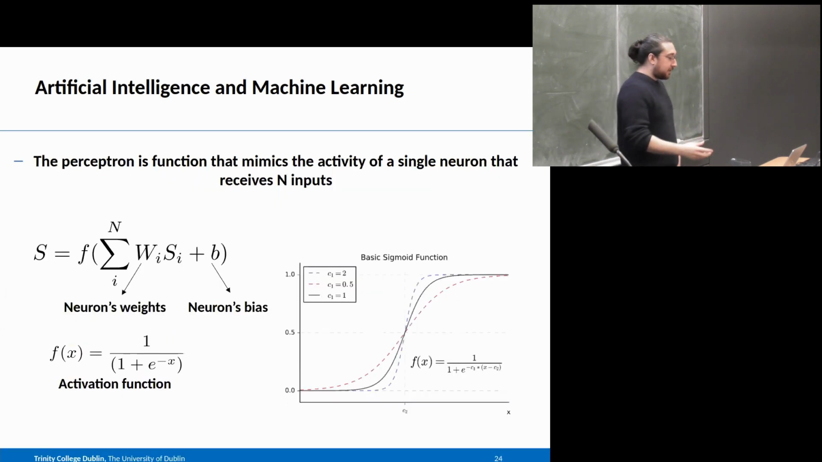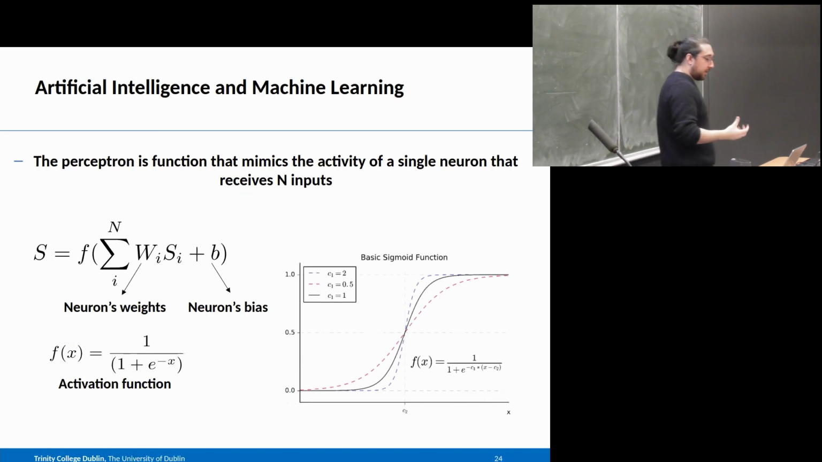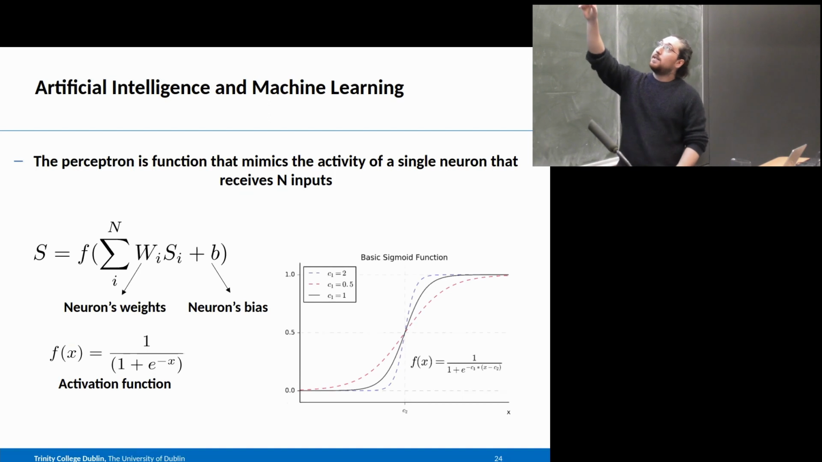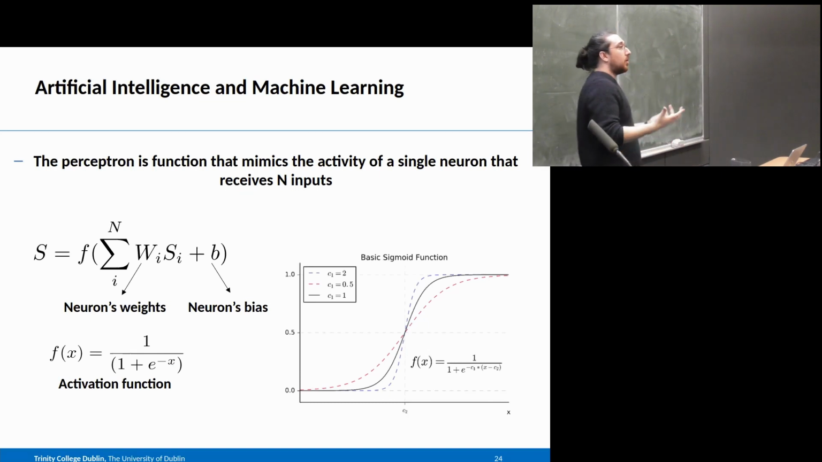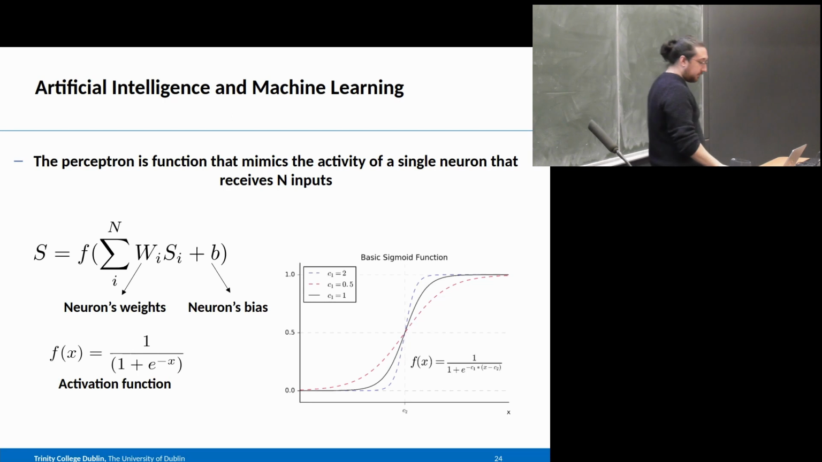And computer scientists indeed try to reproduce this with a simple, let's say, expression. So you see here the output signal of a neuron, the capital S, is a function of all the signals received by the neuron, weighted for the property of the neuron itself. And this is what is called the perceptron.